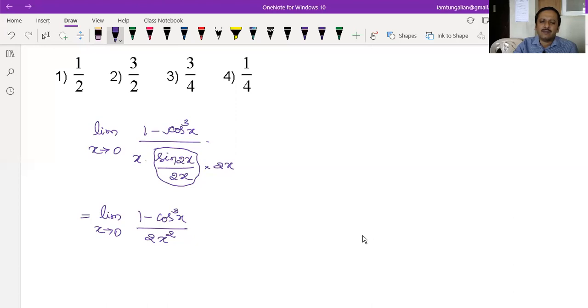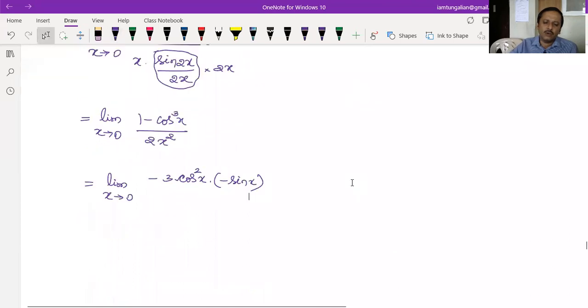Now if we apply the limit, we are going to get 0 by 0. Therefore, I will use L Hospital's Rule. The derivative of this is minus 3 cos square x into the derivative of cos x, which is minus sin x, whole divided by the derivative of 2x square, which is 4x.